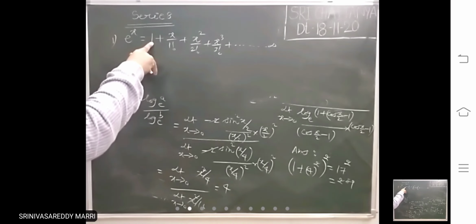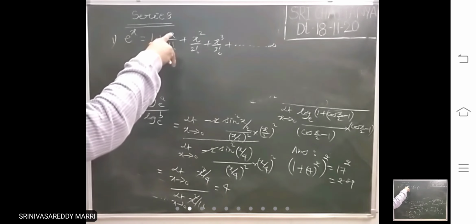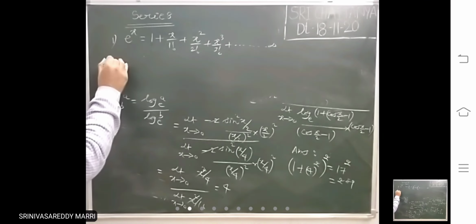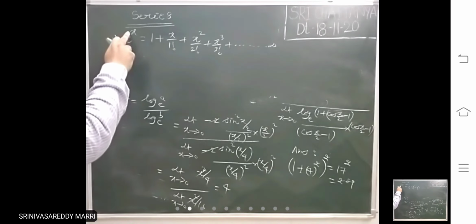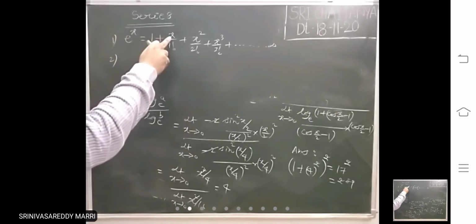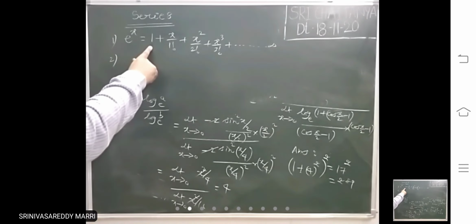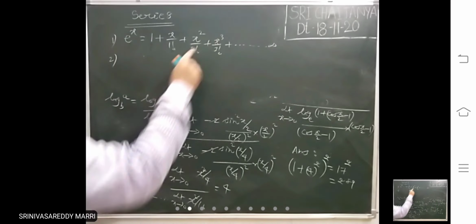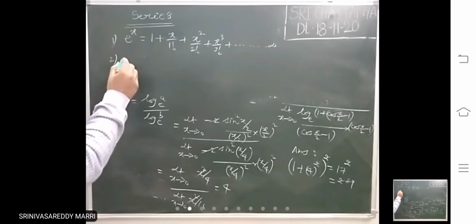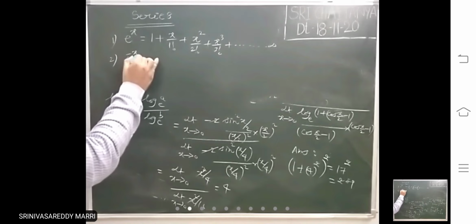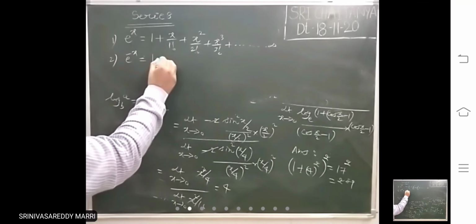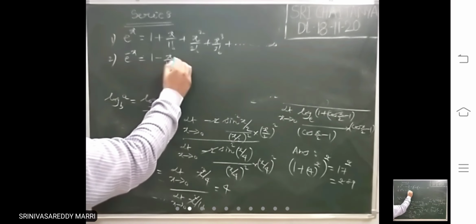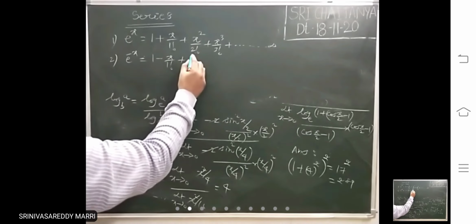This is x power 0 divided by 0 factorial, that means 1, then x power 1 divided by 1 factorial, x square by 2 factorial, x cube by 3 factorial, and so on. Suppose you want e power 2x. Just replace x by 2x. That means 1 plus 2x by 1 factorial, 2x whole square by 2 factorial, 2x whole cube by 3 factorial, and so on. E power minus x has alternate plus and minus signs. Just replace x by minus x in the above one.